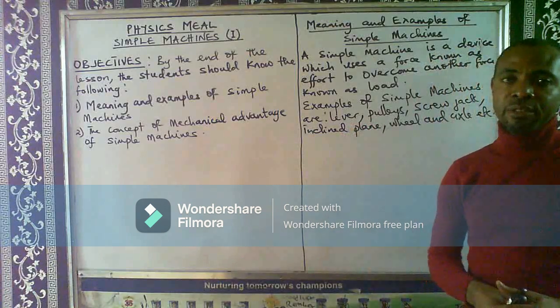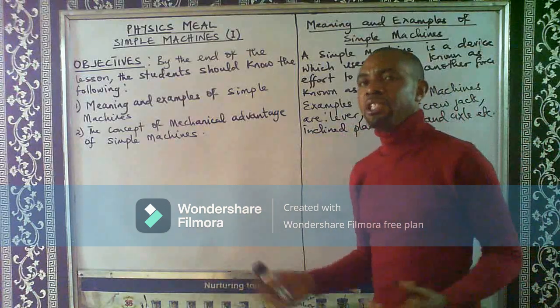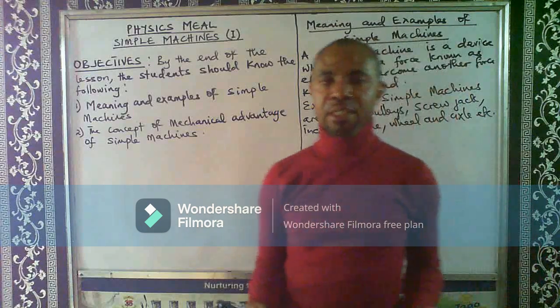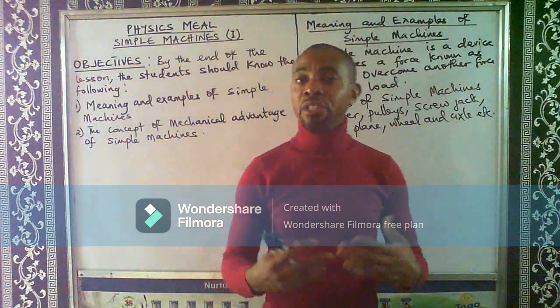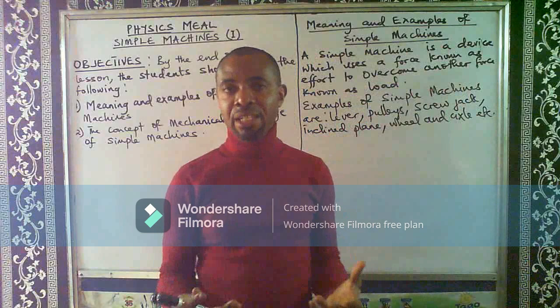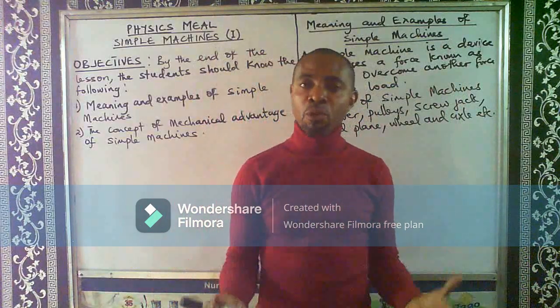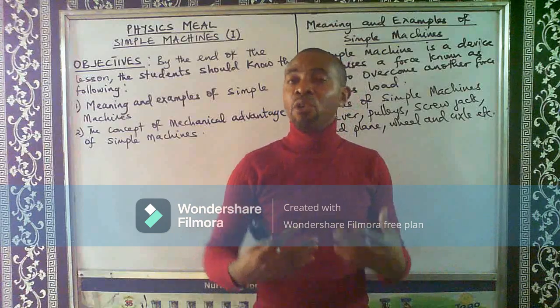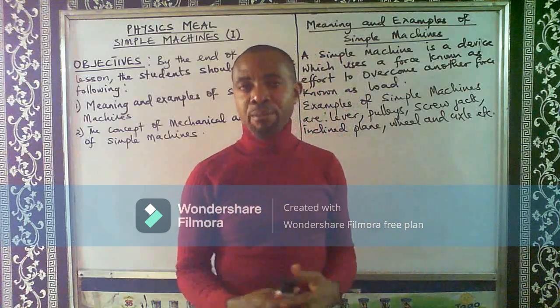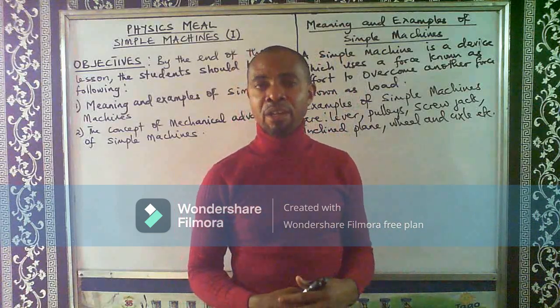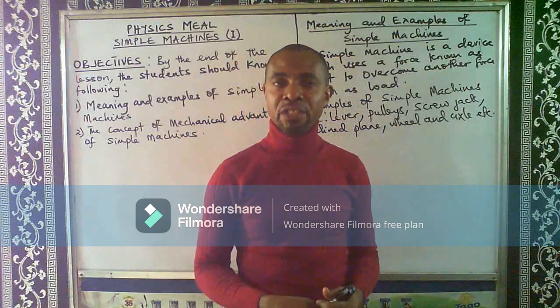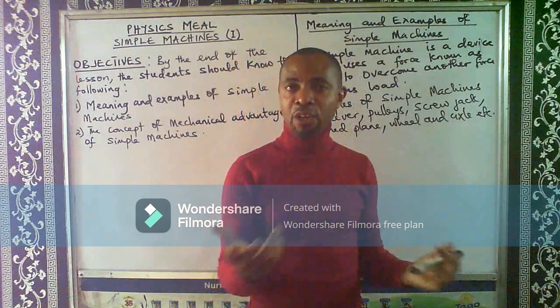Now we know that machine is very, very important in our daily lives because it helps us to do work easily. It helps us to do work efficiently. It helps us to do work effectively, and it also helps us to save time while trying to do work. Imagine if there is no scissors. How will a tailor cut the cloth that he wants to sew?